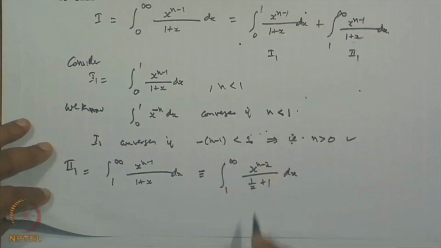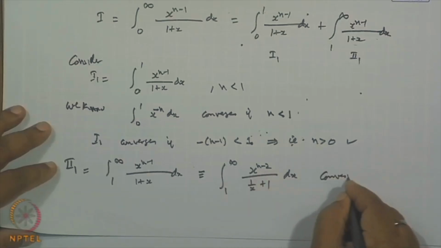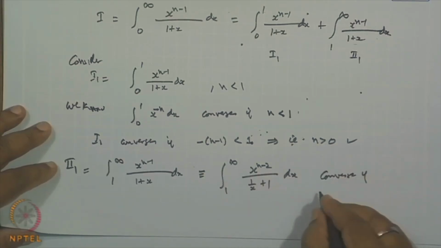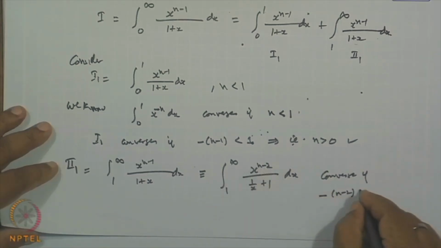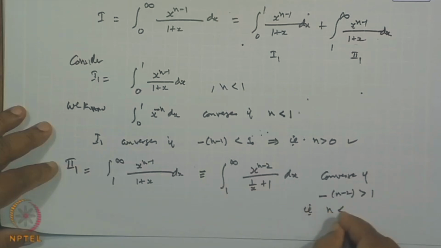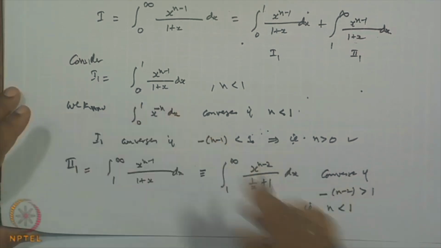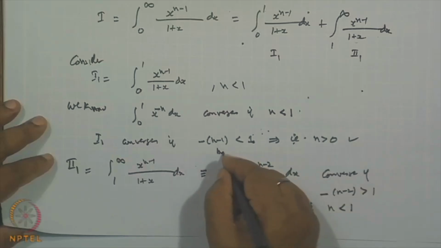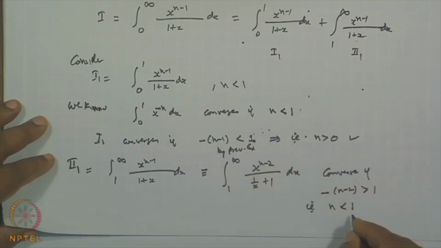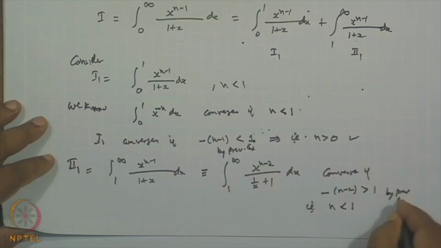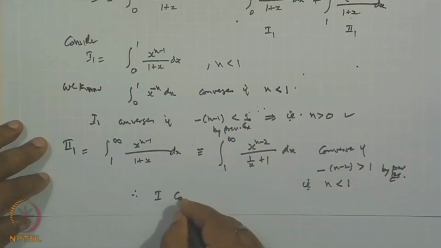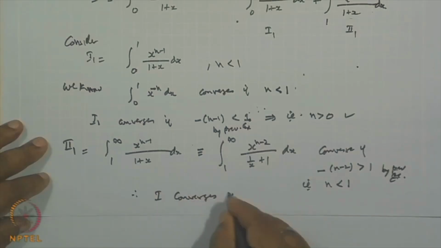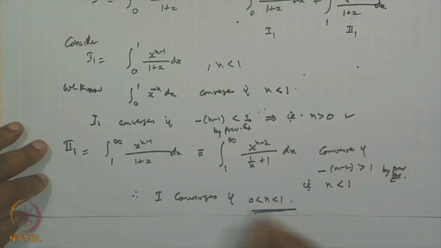So when 1 to t, it is a bounded function. Now this integral converges if n minus 2, that is minus x to the power n, is greater than 1, that is n is less than 1. So by the previous examples, you can say this implies the integral I converges if n lies between 0 and 1, and that is also considered to be a standard result for it.